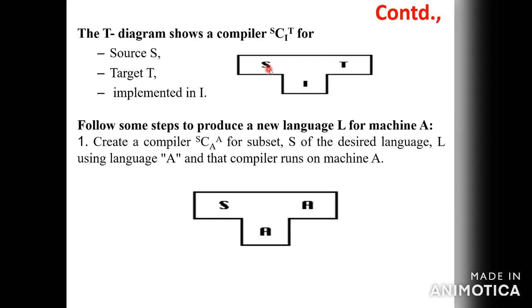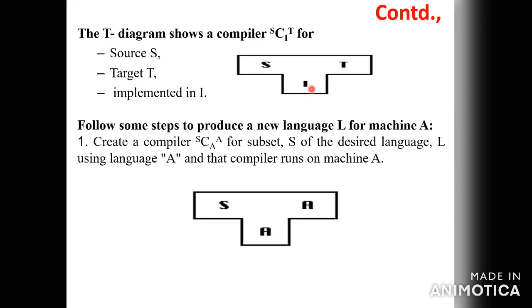The S means the input source program. T means the output of the source program. Implementation means, based on the target language, in which language the compiler is written. So this is the concept of bootstrapping. In bootstrapping, we are representing with T diagrammatical representation. Three languages can be present here: source, target, implementation.